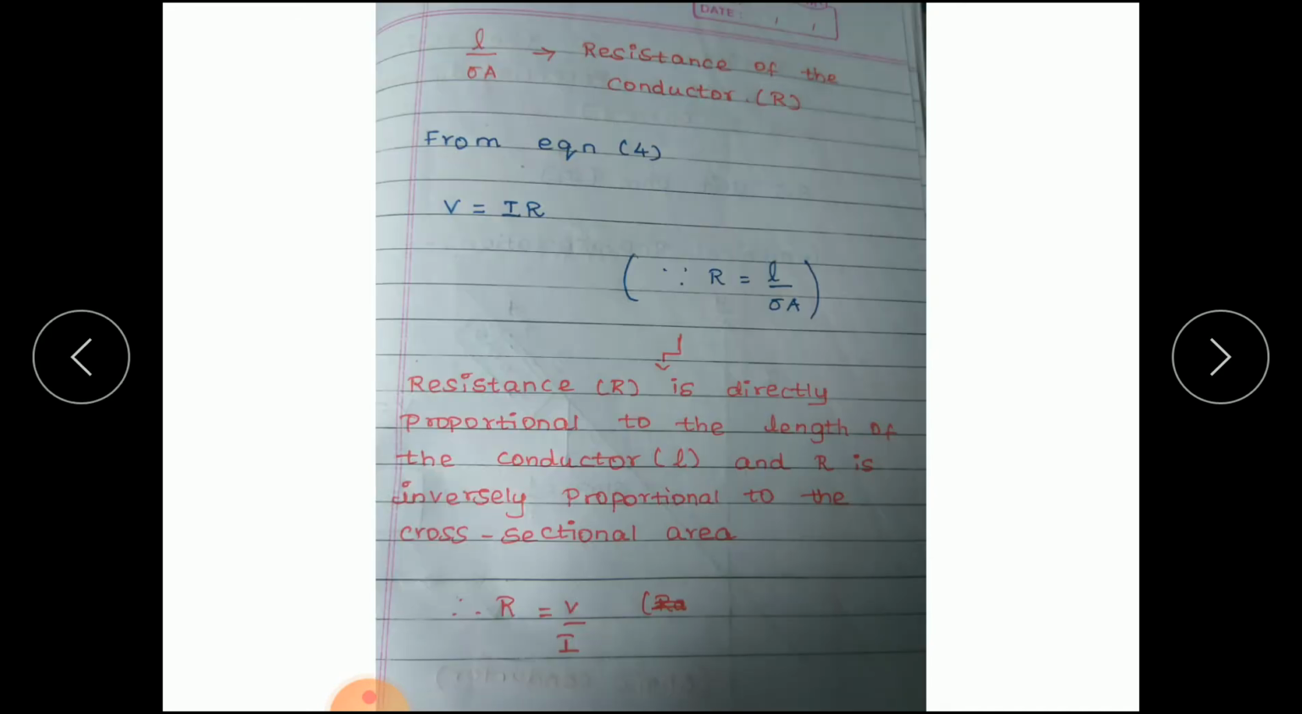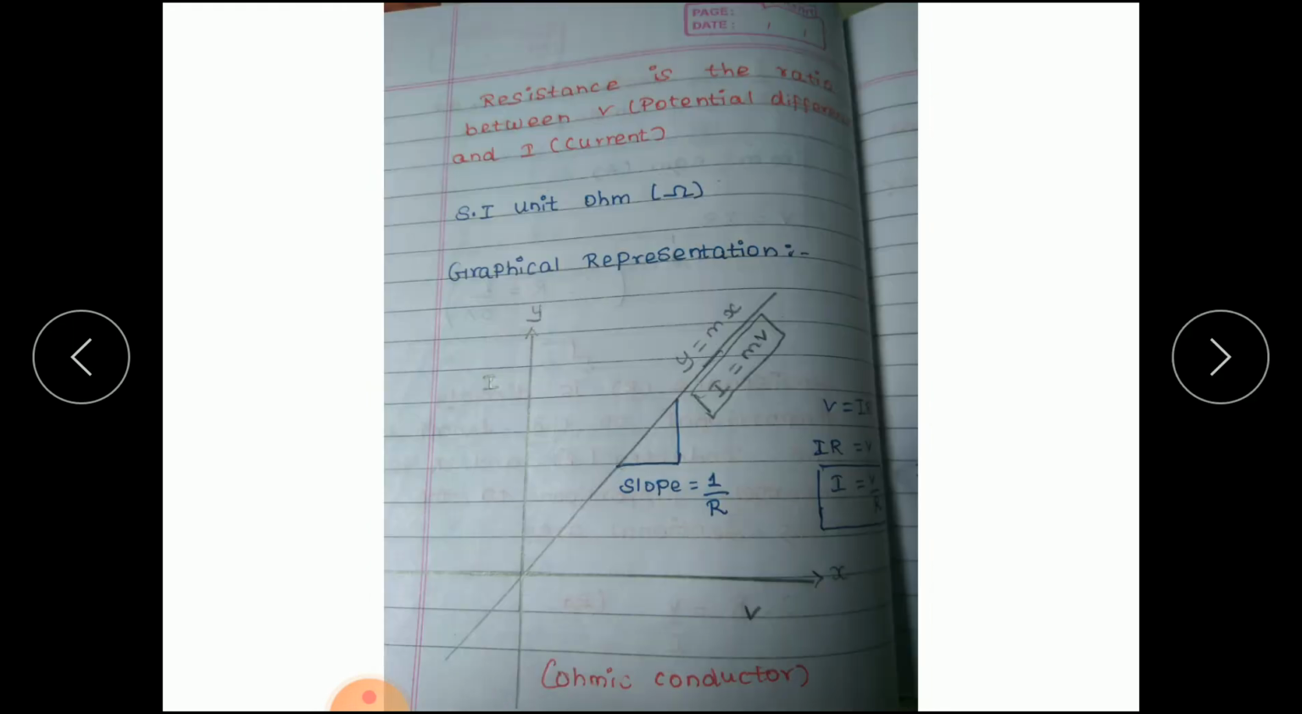Okay, so the SI unit of resistance is ohm. Next we are going to discuss the graphical representation. So consider the x-axis and y-axis, and take potential difference V on the x-axis and current on the y-axis.